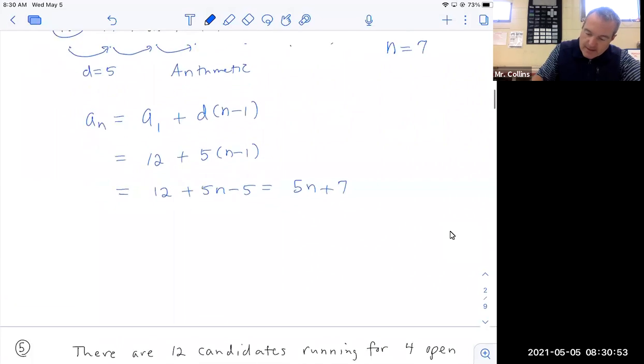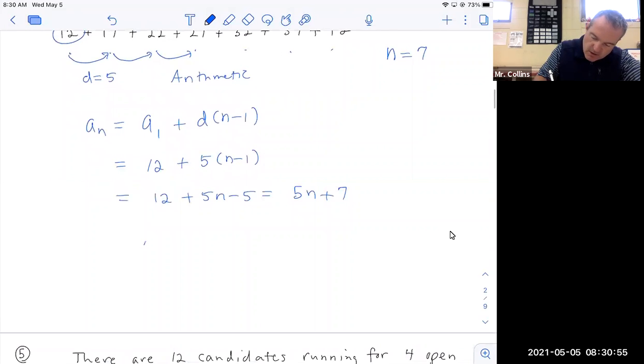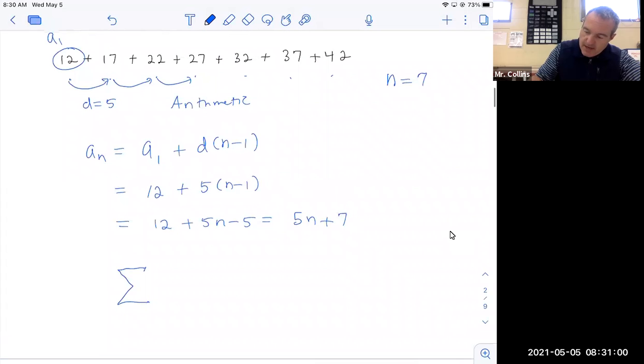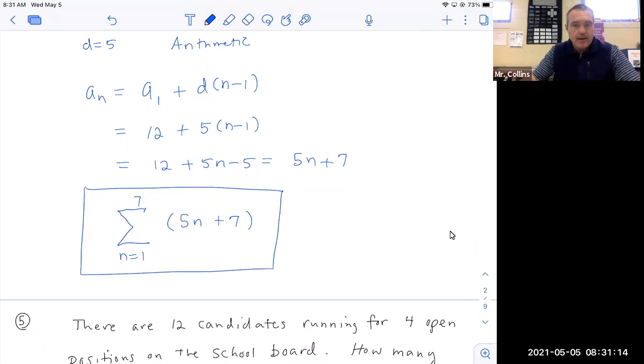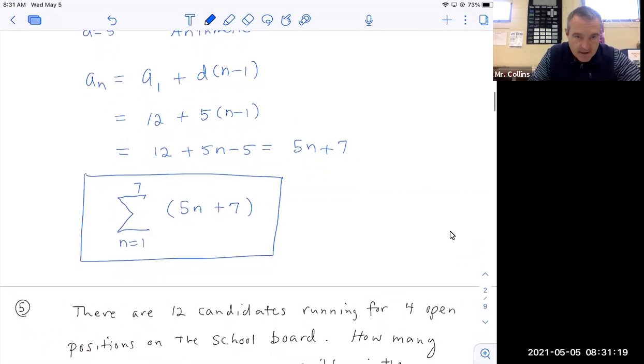So again, they said, write this thing in sigma notation. So draw yourself a nice capital sigma. If n is 7, make your life easy. Just make your index go from 1 to 7. So you have 7 terms. And in there, you're going to write your rule, which is 5n plus 7. I'm going to put a box around it. Yeah, this is easy stuff. Again, I would not fool with that index. If it's 7 terms, just go from 1 to 7.